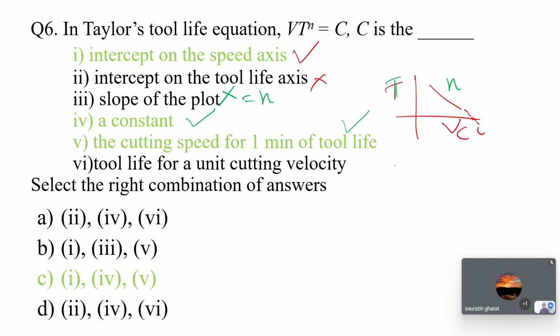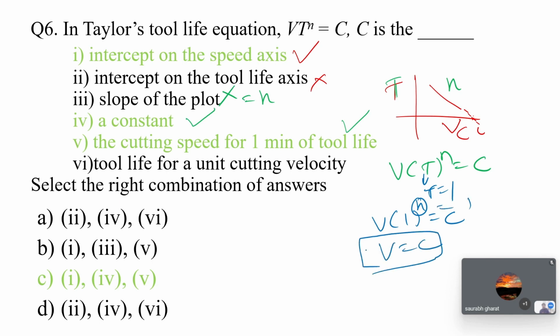This is again correct, because what is your C? If you put t equal to 1, then V t raised to n is equal to C. So if we put t equal to 1, our equation becomes 1 raised to n, and anything raised to 1 is anyhow 1 only. So V is equal to C. So it is the cutting speed for 1 minute of tool life. This is again correct. So what is the correct answer? 1, 4 and 5. So this is the correct answer: 1, 4 and 5.